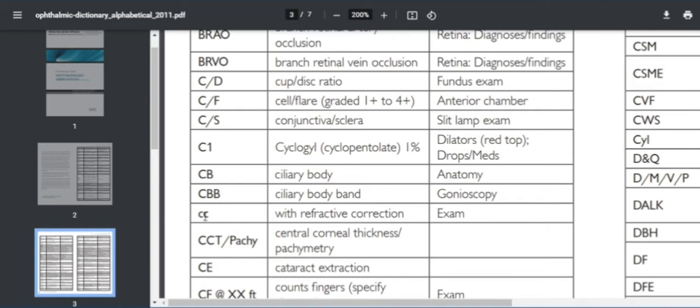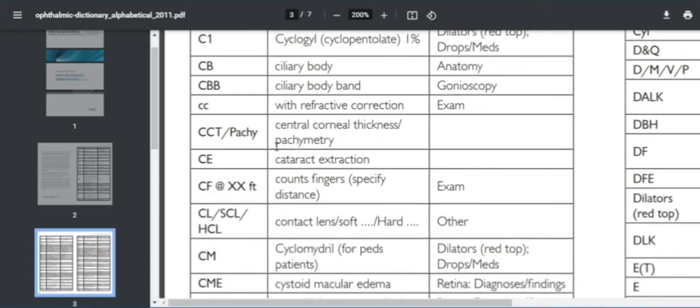Now CC, that is with refractive correction. CCT is the central corneal thickness or pachymetry, which is measured by using that probe, about which I already uploaded a video. Another is CE, that is cataract extraction, a type of cataract surgery. CF, that is counting fingers. If the patient is not able to read the biggest letter on your Snellen chart, then hand movement, and then counting fingers.